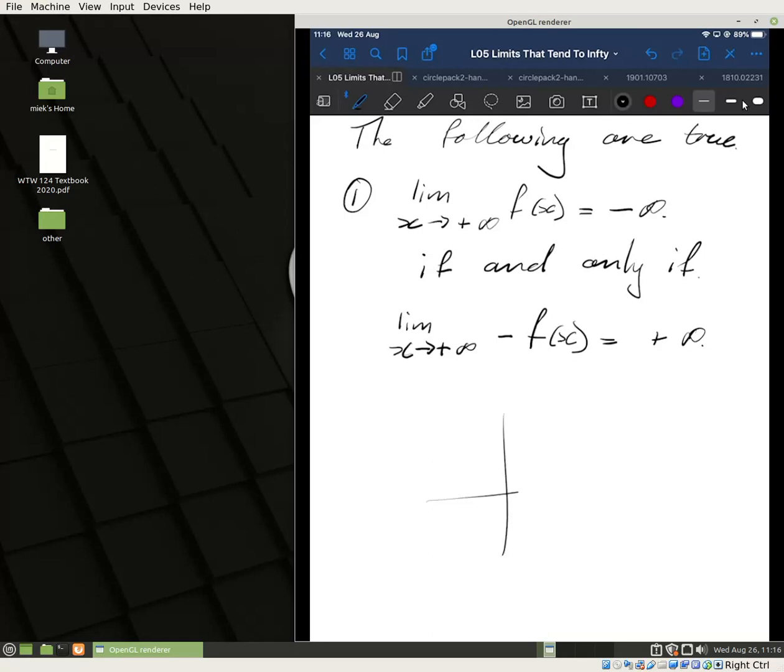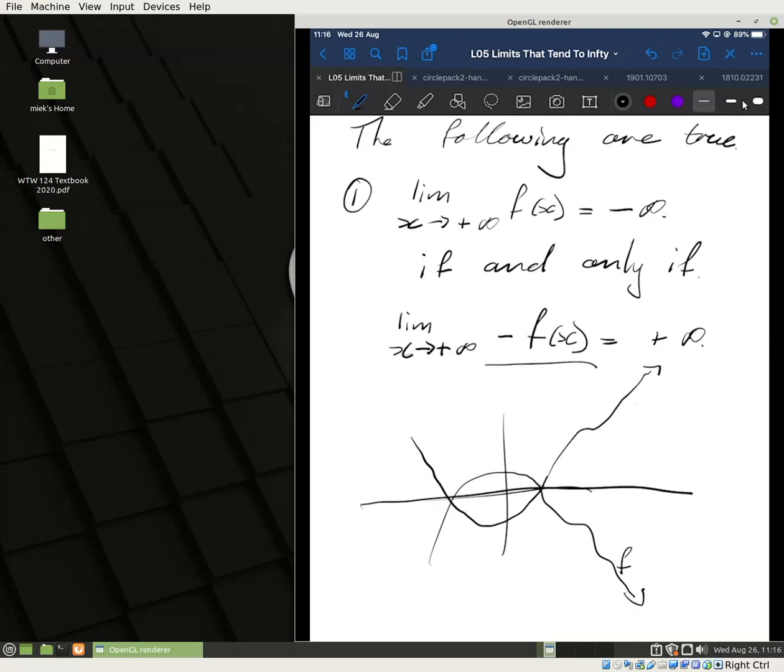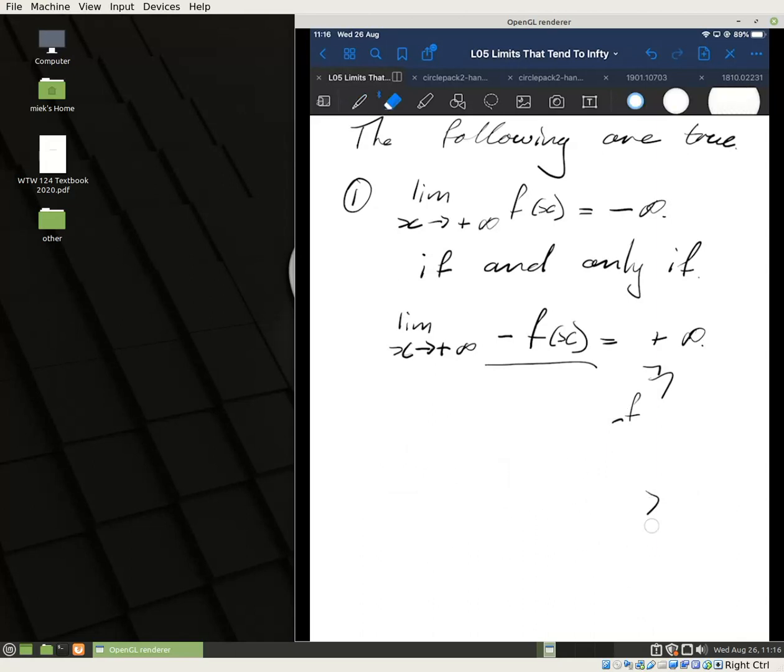If the limit as x tends to plus infinity is minus infinity, and we look at minus f of x, that is essentially reflecting our function f around the x-axis. So if our function goes to minus infinity as x tends to plus infinity, minus f is of course going to go to plus infinity. The proof of this statement is not particularly difficult. You can do that as an exercise.